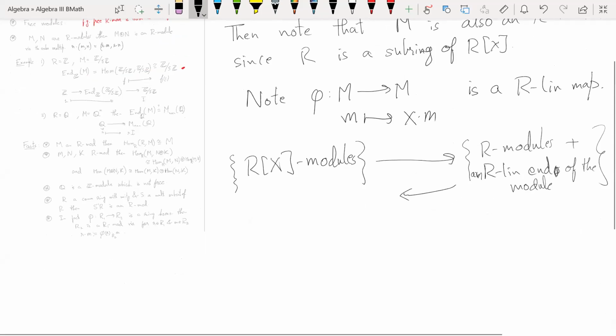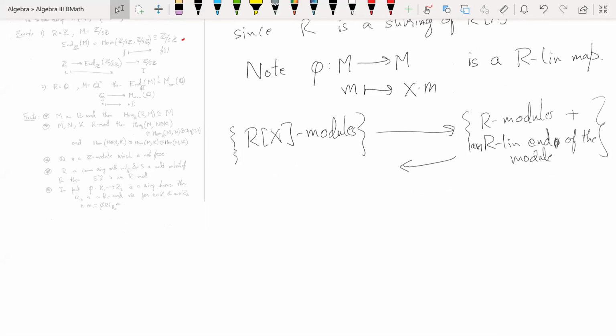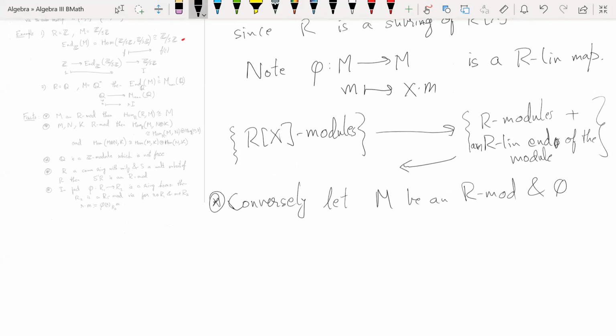So there is a way of saying it in terms of category, but let's not worry about it. Okay, so what is the reverse process? So maybe conversely, let M be an R module and phi be an endomorphism of M, an R-linear endomorphism of M.